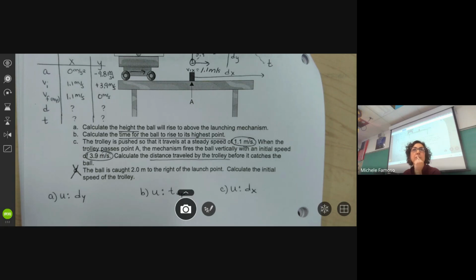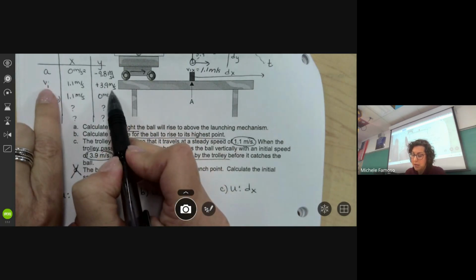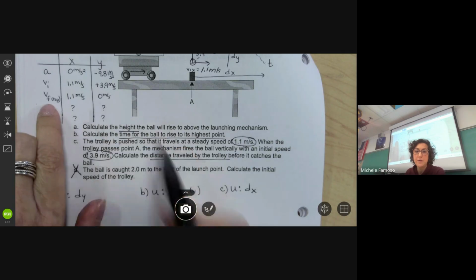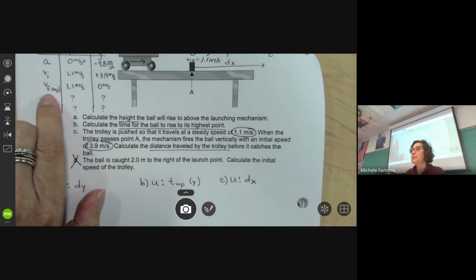Now, looking at your givens, which direction should we be using to help us get that time? The X or the Y? The Y. Because we don't see a change in our velocity in the X, we're not going to be able to get the time otherwise. So we have to use the Y direction to do this. That means you have your A, your VI, and your VF. You're looking for the T.